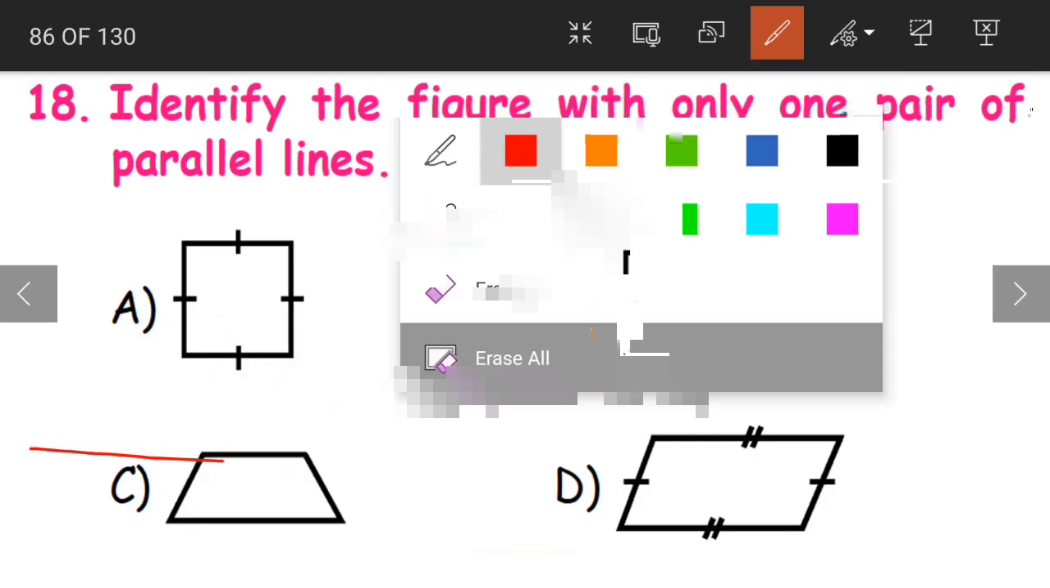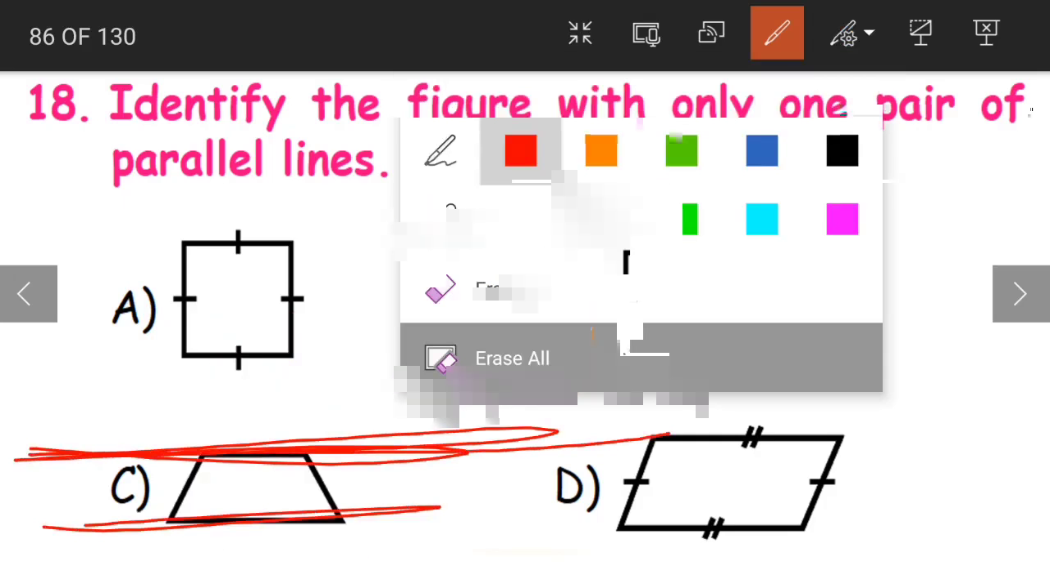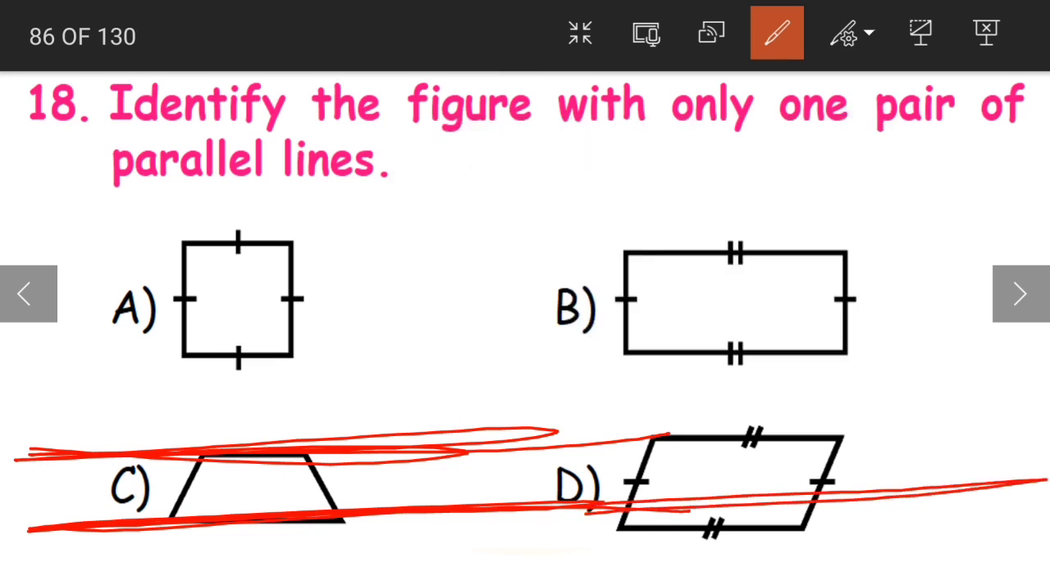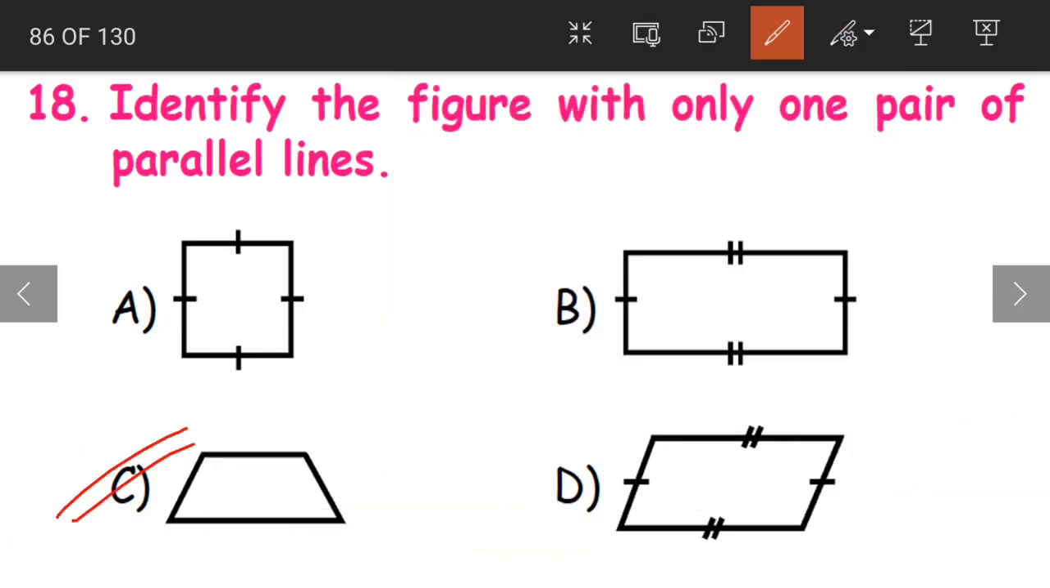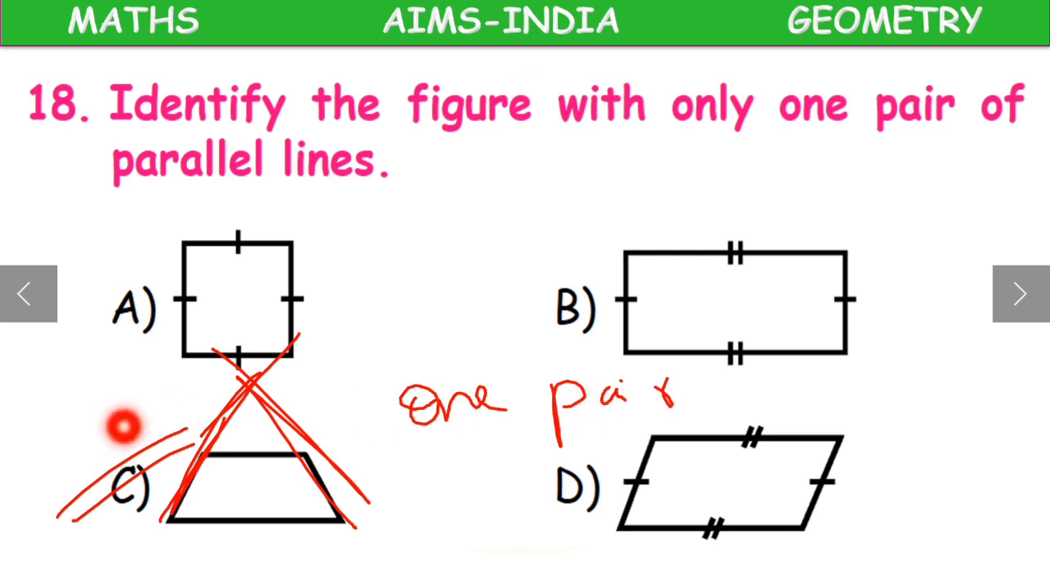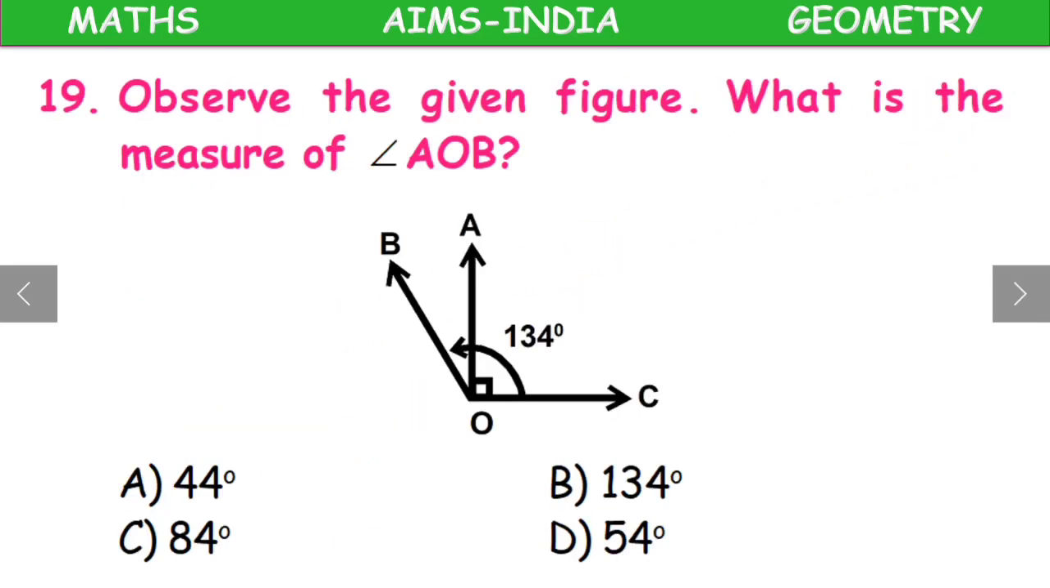See, if you look at these two, no matter how much I extend the lines, they will not meet at any point. So option C has only one pair of parallel lines. The other pair of lines are intersecting lines. So what will be our correct answer? The figure in option C has only one pair of parallel lines. So option C is our answer.